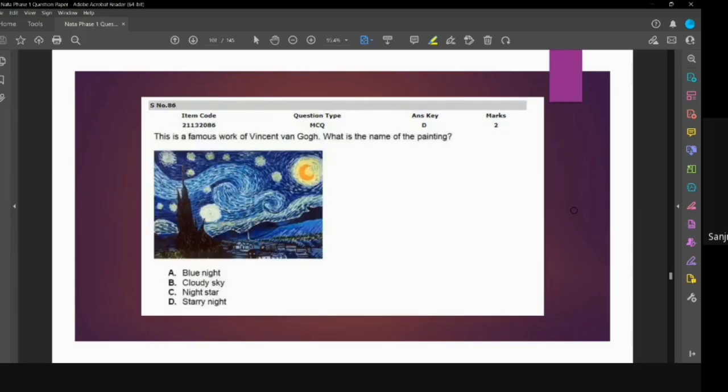Next question. This is the famous work of Vincent van Gogh. What is the name of the painting? The correct answer is Starry Night, which is option D.